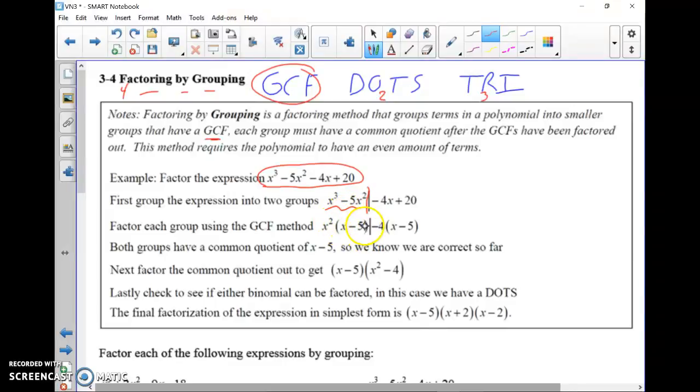So what's left over when I take x squared away from x to the third? When I divide x to the third by x squared, I'm left with just x, which is like x to the first. And when I divide negative 5x squared by x squared, I'm left with negative 5, right? There's 2 x's in there, and I'm taking away 2, so there's none left, just the coefficient, negative 5.